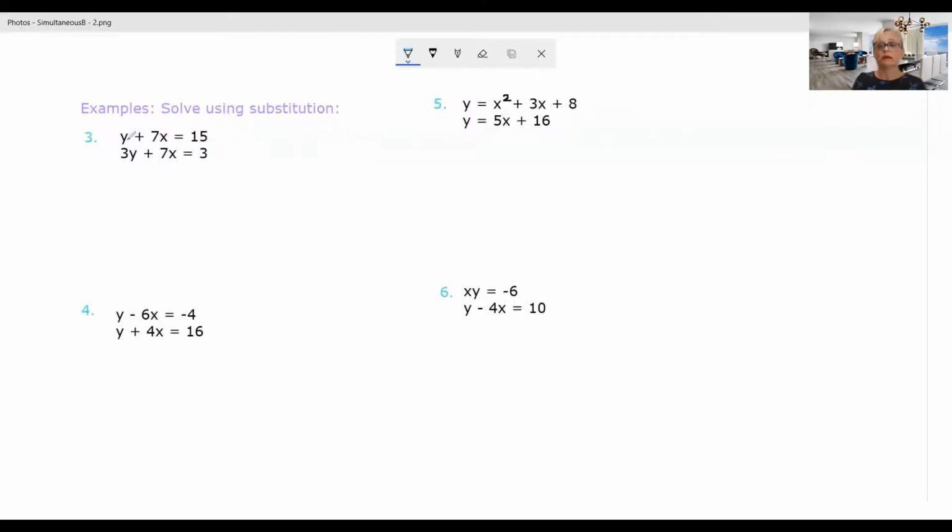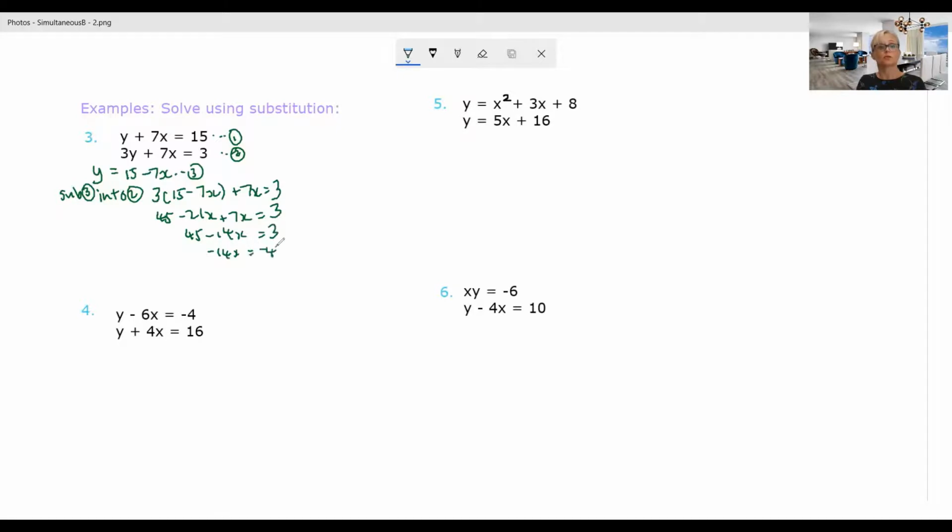Okay, so in this one we don't already have y in terms of x or x in terms of y. However, it's pretty obvious that this first equation here would be the easiest one to manipulate. If we just put the 7x, subtract that from both sides, we get y as 15 minus 7x, or you could do negative 7x plus 15, it's the same thing, it doesn't really matter. So we're going to sub that into our second equation. Wherever we see a y, we're going to do 15 minus 7x. So 3 times 15 minus 7x plus your 7x is 3. So 45 minus 21x plus 7x is 3. 45 minus 14x is 3. Negative 14x is negative 42, so x is 3.